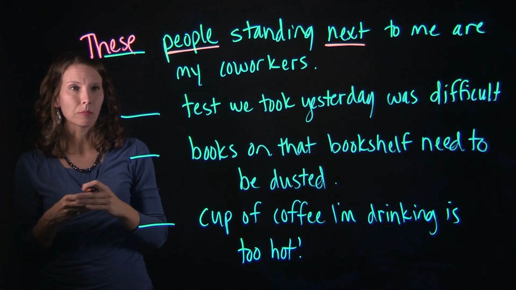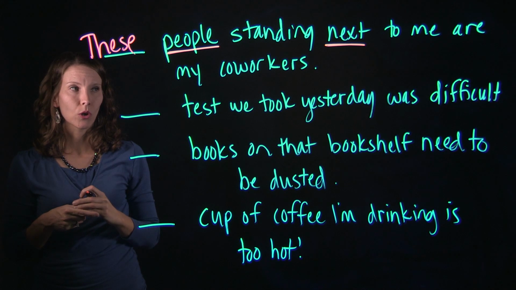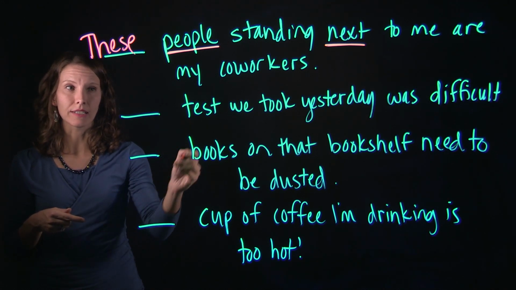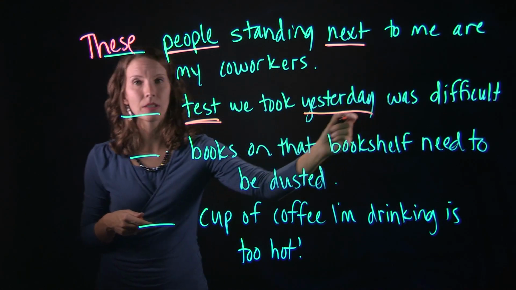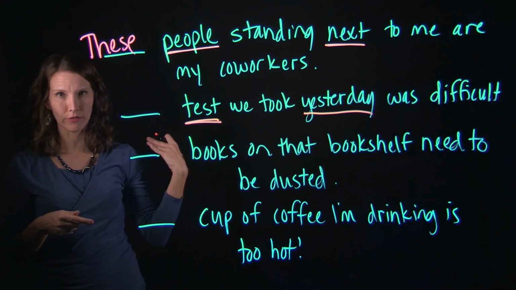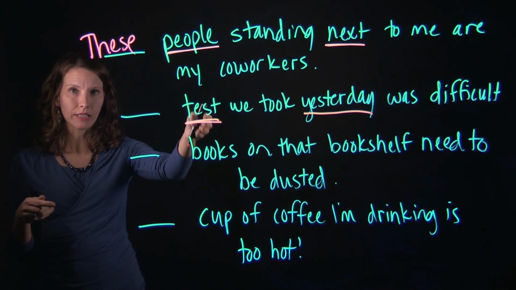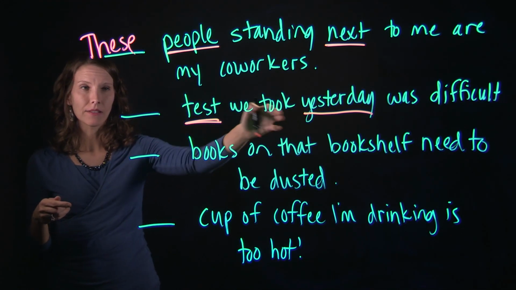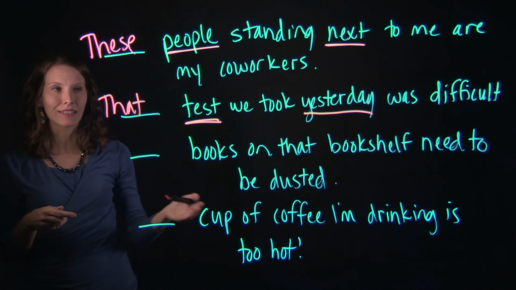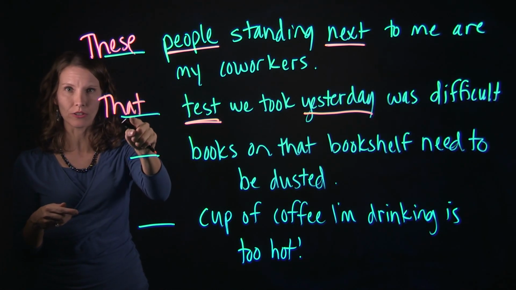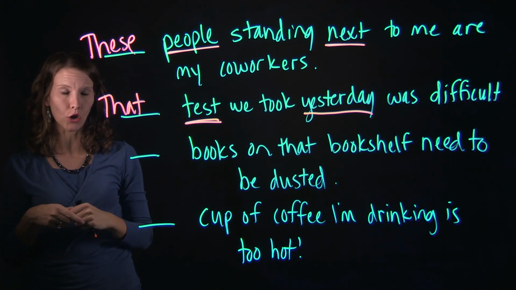These people standing next to me are my coworkers. Let's look at the next example. Blank test we took yesterday was hard. So what you want to pay attention to in that sentence is that it's a singular noun and that it happened in the past, far away from you. So what is the word that you use if you're talking about a singular noun in the past? You would say that. That test, singular, that happened in the past, that test we took yesterday was hard.